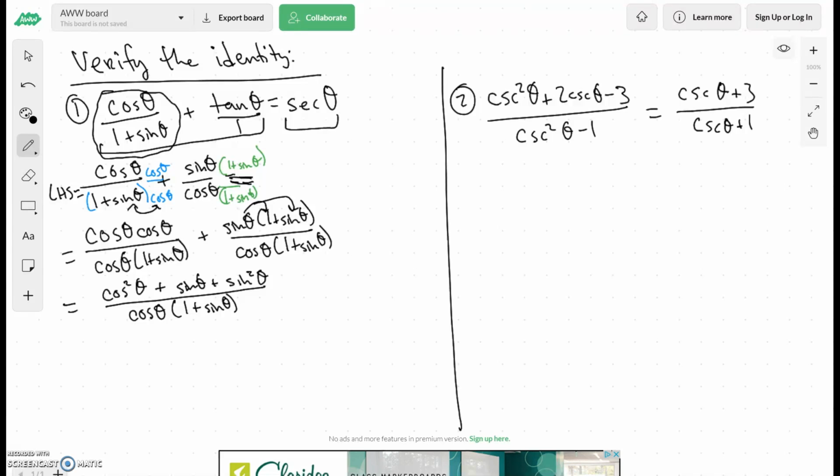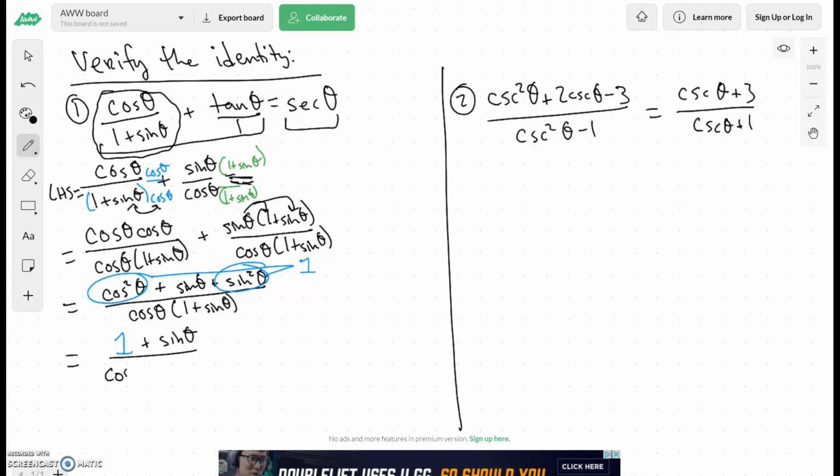Okay, so now what I notice is that I can use the Pythagorean identity because I have a cosine squared and I also have a sine squared. And I know that this part is just going to be equal to 1. So I have 1 plus my leftover sine theta all over cosine theta, 1 plus sine theta. Okay, now if you notice on top, I have a 1 plus sine theta and a 1 plus sine theta, so these are going to cancel out. And what I'm left with is just 1 over cosine theta.